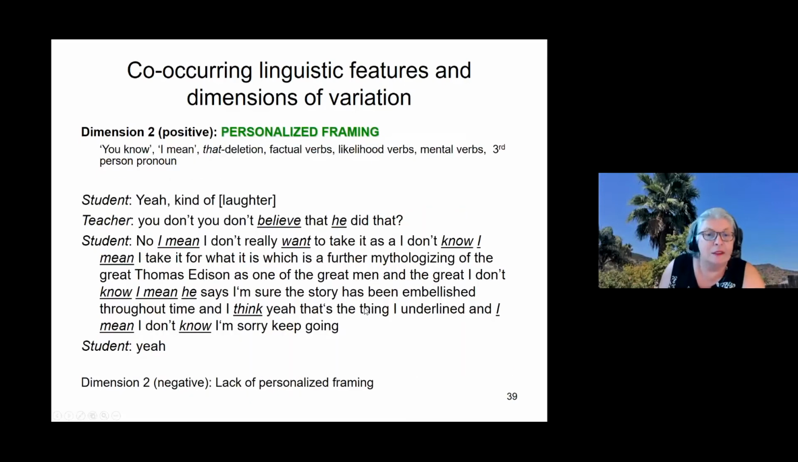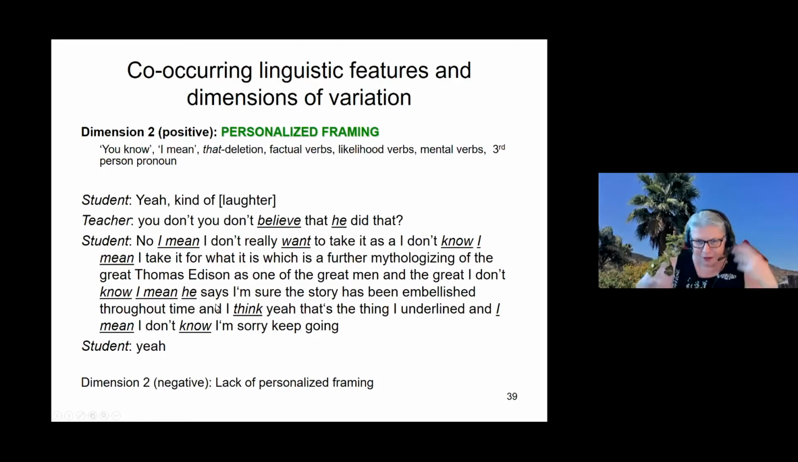Good. Positive dimension 2 is a personalized framing, where it's full of factual verbs and likelihood verbs and mental verbs and third person pronouns and things like, you know, I mean, you know. So the text extract here shows exactly that. When you don't believe that he did that? No, I mean, I don't really want to take it as a, I don't know. I mean, I take it for what it is, which is the further mythologizing of the great Thomas Edison as one of the great men and the great, I don't know.